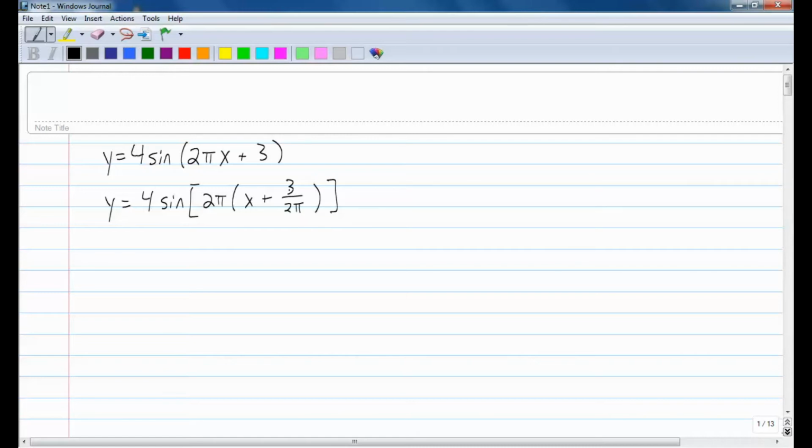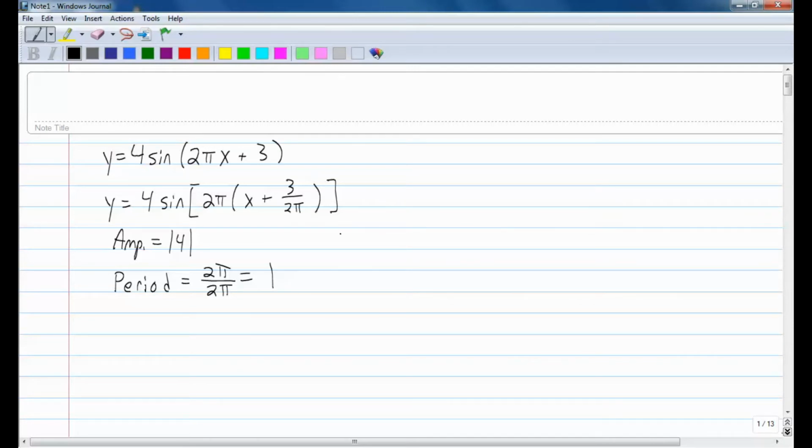Alright, now let's figure out the amplitude, which is the absolute value of 4, so that's my high points and low points. The period, I can draw one complete graph, 2 pi divided by omega. Well, I factored out a 2 pi. So the period here is 1 unit. So I'm going to be able to draw this entire graph in just one complete unit.